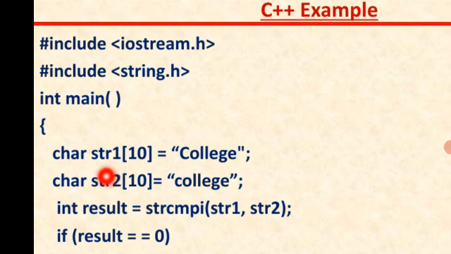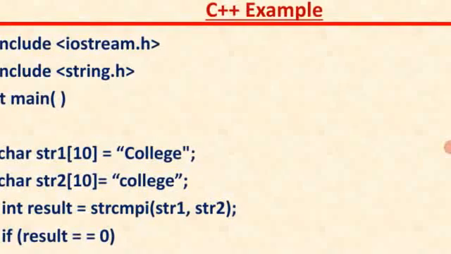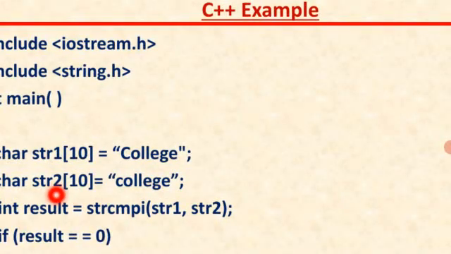Now in the second line I have used the second string array. str2 is the second array. Again it stores the value college. You can observe here the character c is written in a small case letter. Earlier it was written in uppercase, and here it is written as a lowercase letter. So students, what will happen?